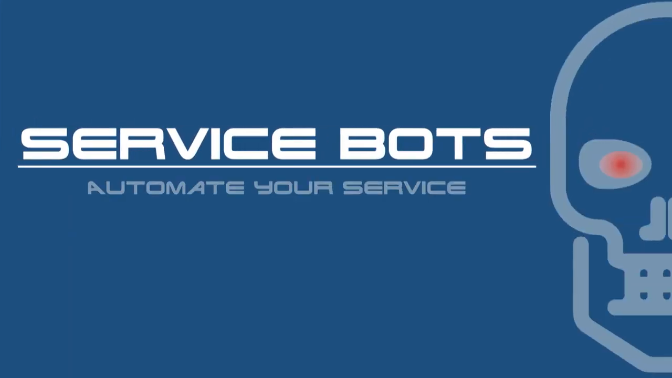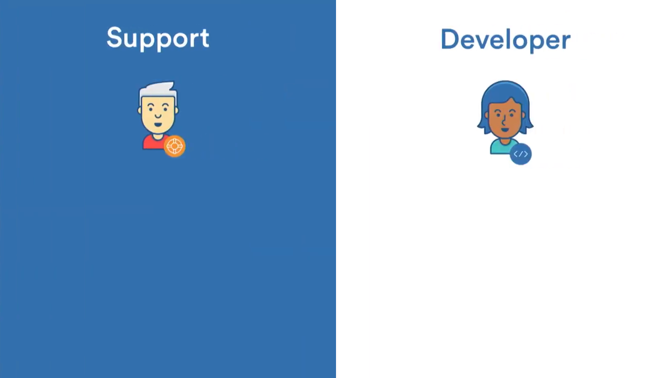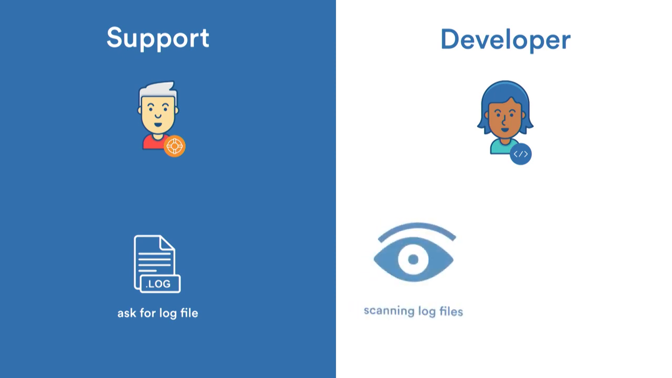Next thing is service bots, so automate your support or your service. So if the support at Atlassian gets asked, hey, can you look at that? We have this problem. Then we say, OK, can you please send us your log file? And the support looks at the log file, cannot really find something in there, so it reaches out to the developers. And we are good at reading log files.